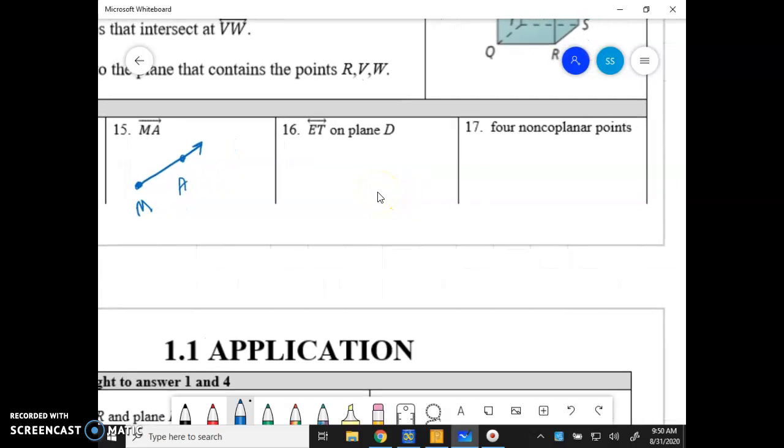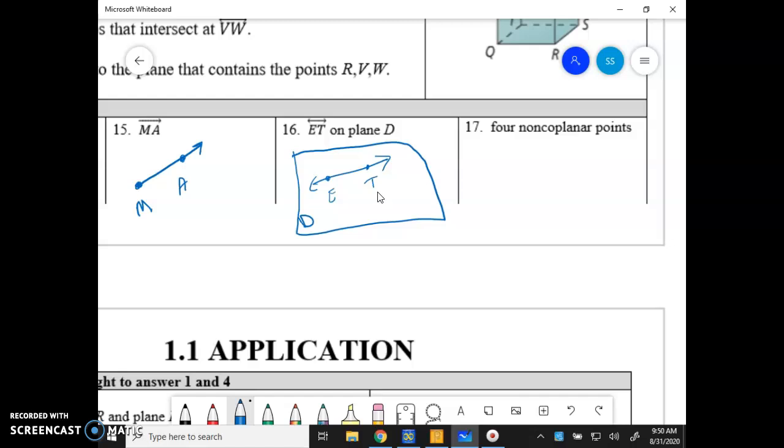Can you draw line ET, because we got arrows on both sides, on plane D? All right, so let's make a big plane. I'm going to label it like that and just make a line. Boom. ET. All right, so don't overthink these.